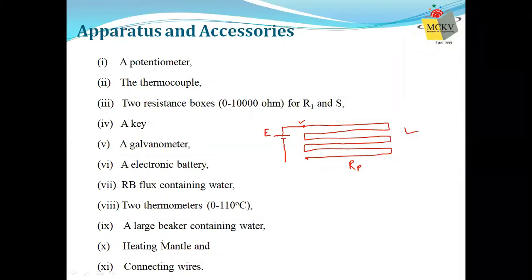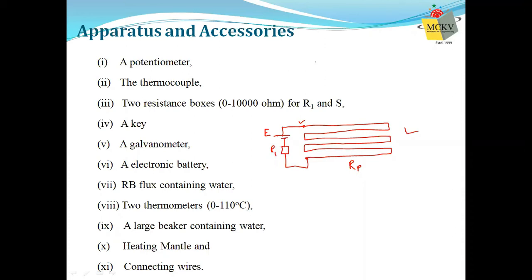Let us say, with this battery, we connect a series resistance, let us say R1. So we connect one end of the battery to the potentiometer wire, and the negative end to a series resistance R1 and to this end of the potentiometer wire.